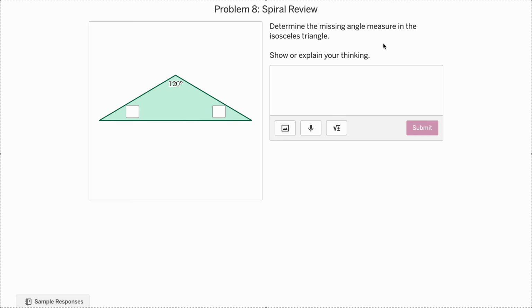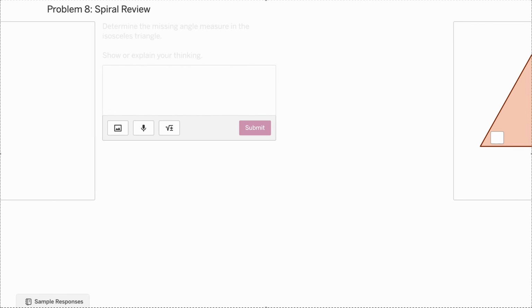This one's a little bit more challenging. We know that an isosceles triangle has 2 equal sides. So this side and this side are going to be equal. And we know that the base angles are going to be also equal. So this angle and this angle are going to be equal. So now that you know that, go ahead and find that.